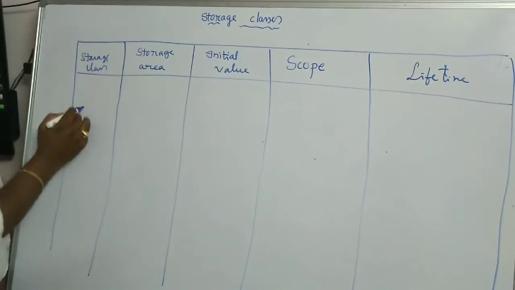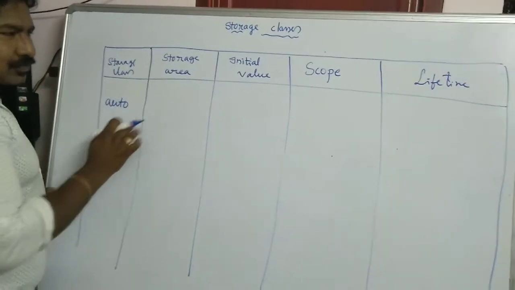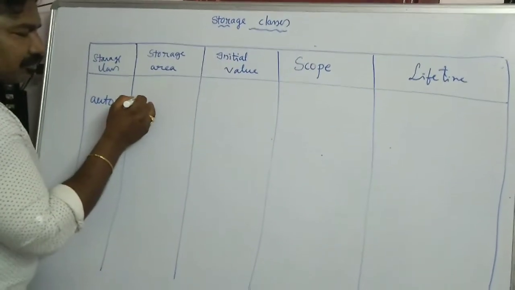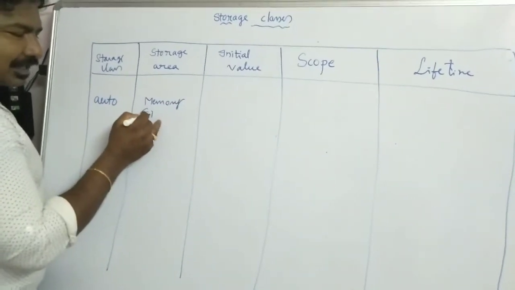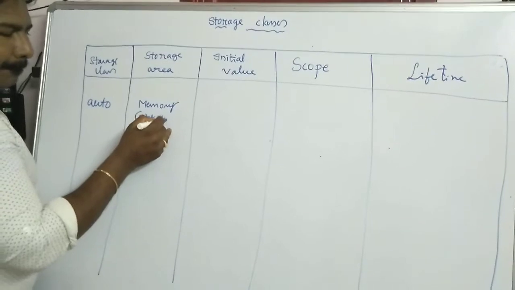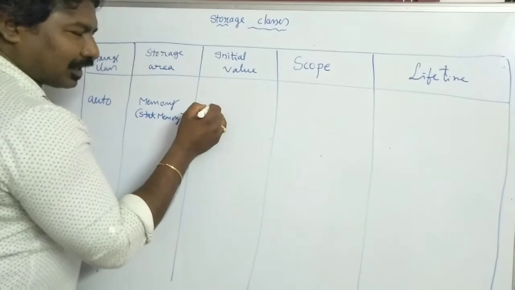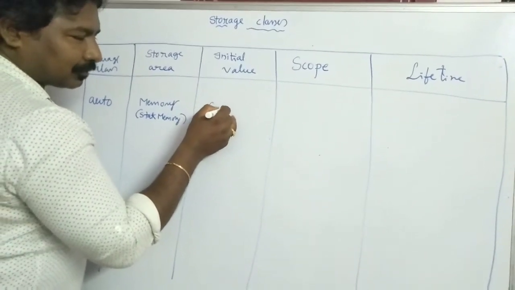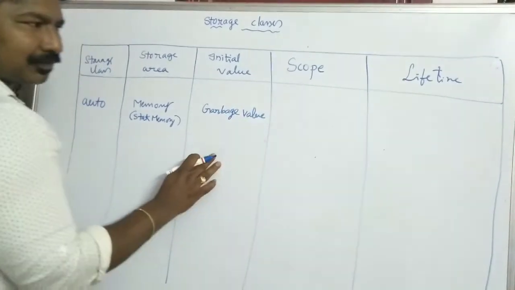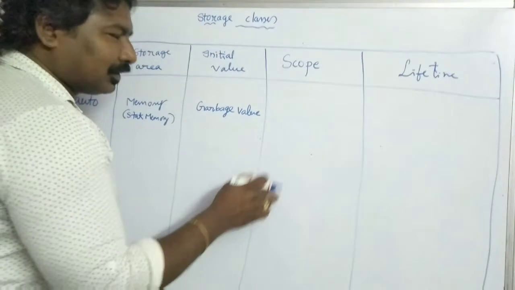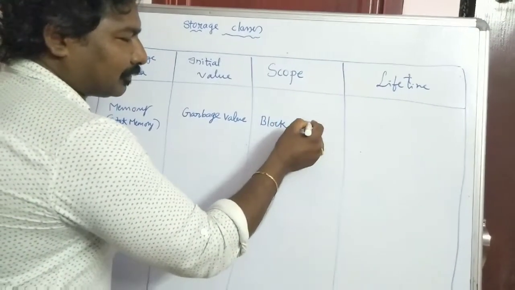Okay, so the first storage class is auto. For auto storage class, what is the storage area? That is memory, or you can call it stack memory. What is the initial value? The initial value is a garbage value. What is the scope of an auto variable? A block or a function.